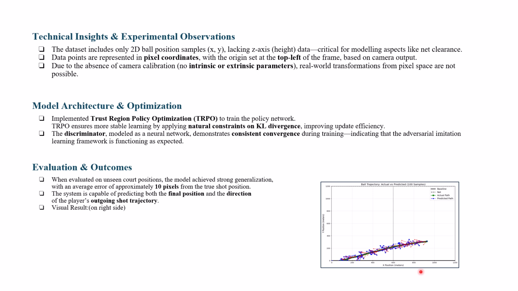So here is one of the outcomes where it has predicted the ball trajectory from one end of the court to the other end. Let's assume there is player 1 here and player 2 here, and player 1 is hitting a shot, and the green part shows the actual trajectory, and the blue arrows here show the direction of the ball at every instance. And finally, it achieved the final position of the ball, so it's quite accurate.